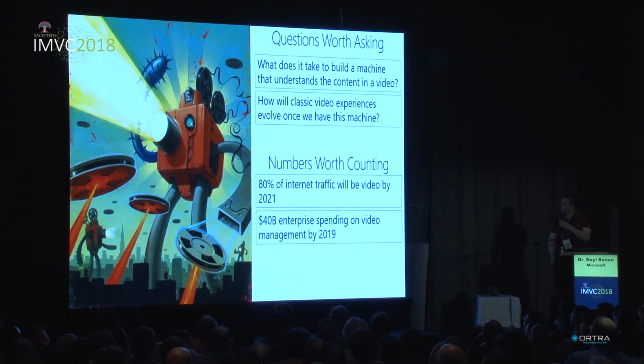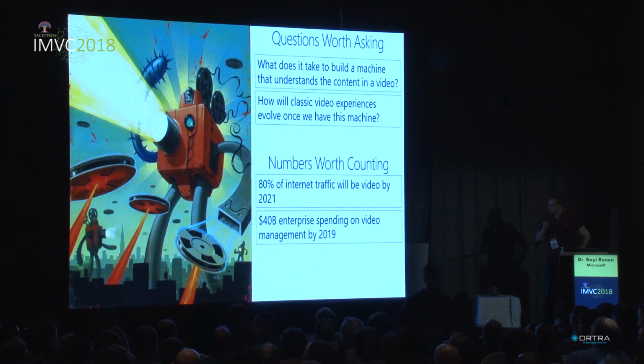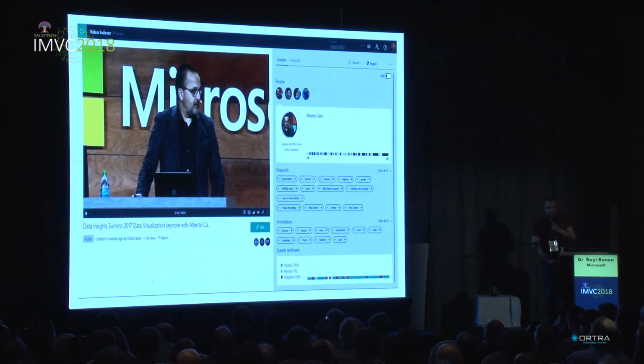A few numbers that brought us to this project: Cisco projects 80% of internet traffic to be video by 2021. That's 80%. And other analysts are expecting $40 billion of enterprise spending, not consumer, just enterprise spending on video management by 2019. So it's a huge market. And there are a lot of challenges in video understanding and video indexing, which is part of the understanding.